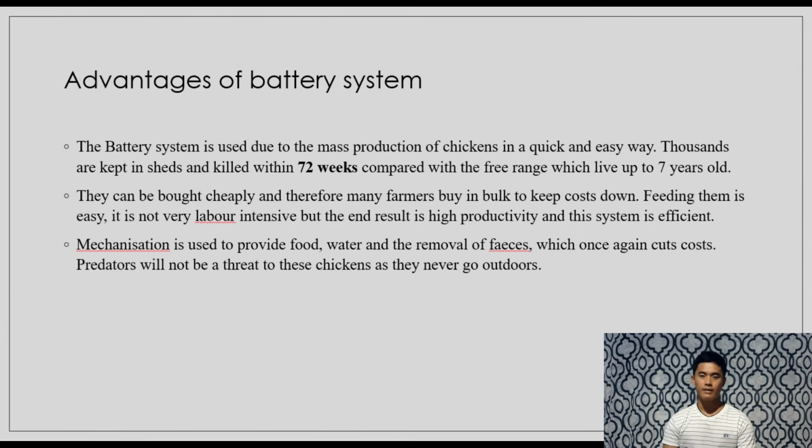Advantages. The battery system is used due to the mass production of chickens in a quick and easy way. Thousands are kept in sheds and killed within 72 weeks, compared with the free range which live up to 7 years old. They can be bought cheaply, and therefore many farmers buy in bulk to keep costs down.